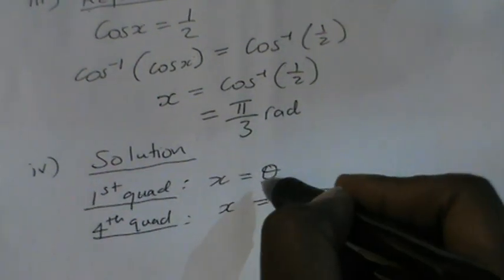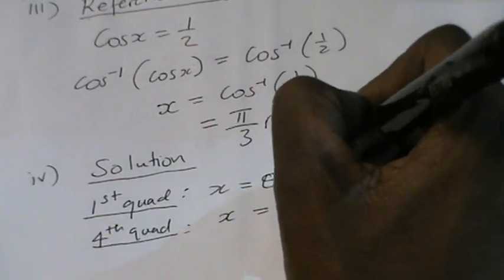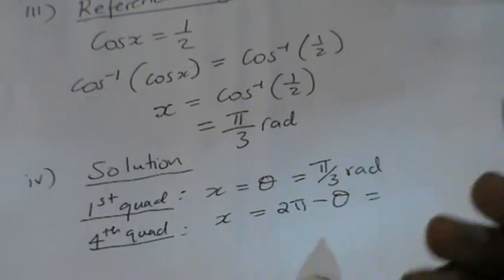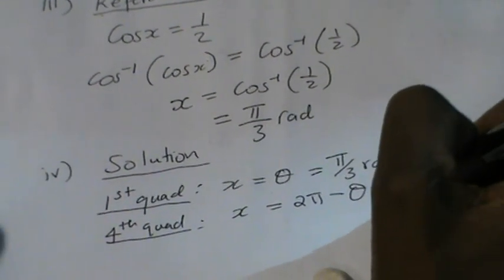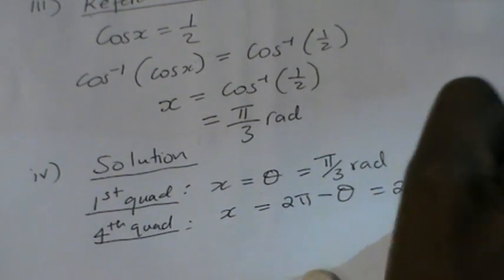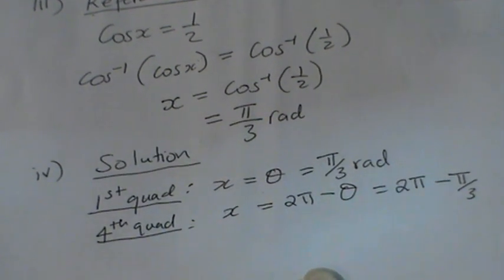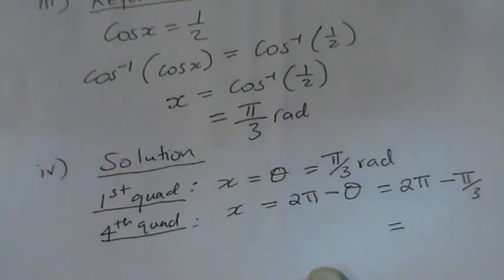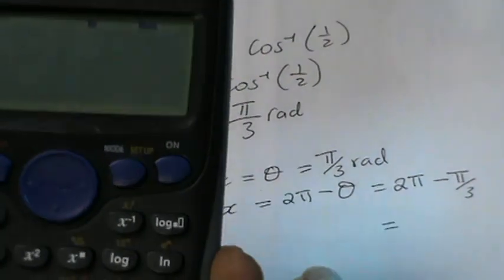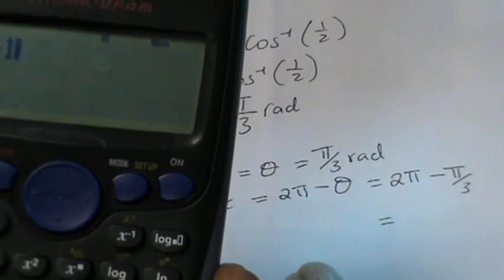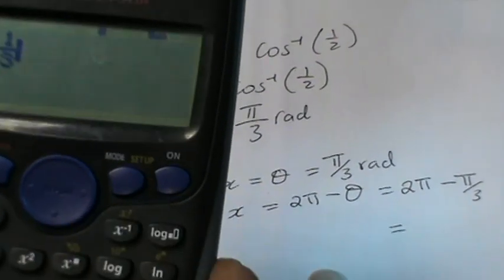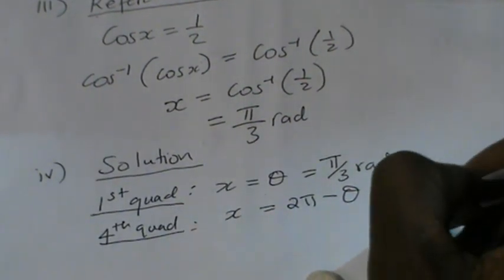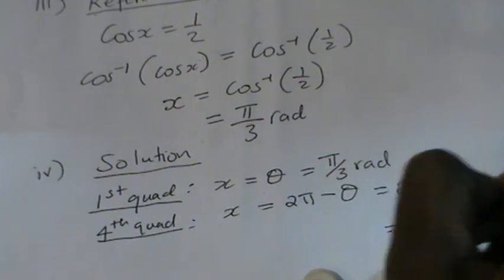So here, if x is equal to theta, it means that x is equal to pi over 3 radians. And if x is equal to 2 pi minus theta, that means it is 2 pi minus pi over 3. So here, what you have is 5 pi over 3. You can work it out. If you don't know how to do it, say 2 minus 1 over 3, and then you get 5 pi over 3. So the answer is 5 pi over 3.